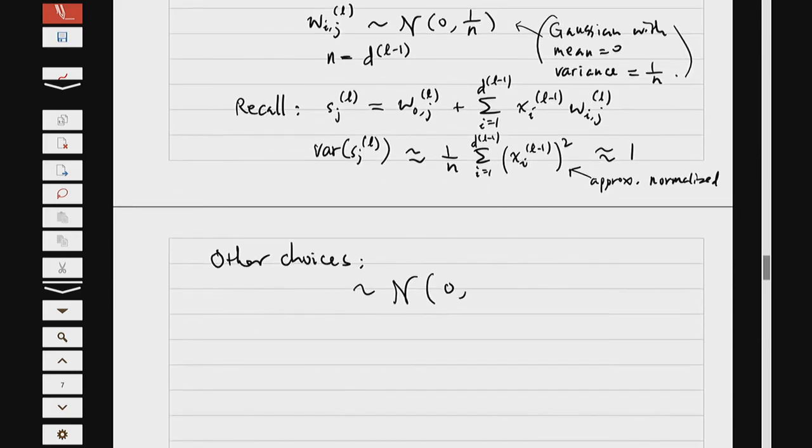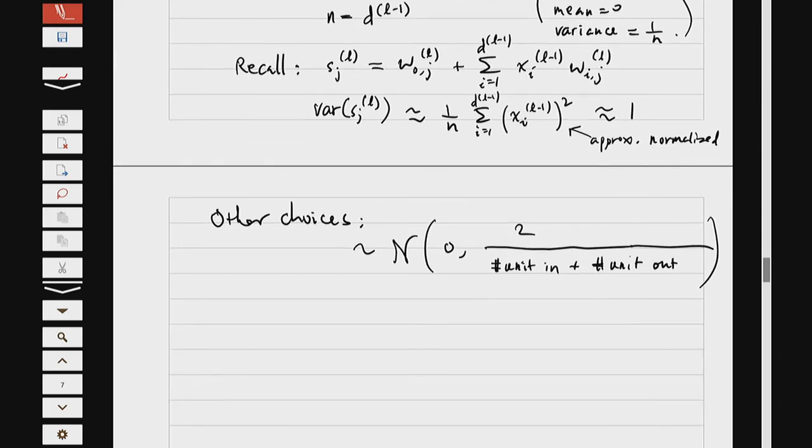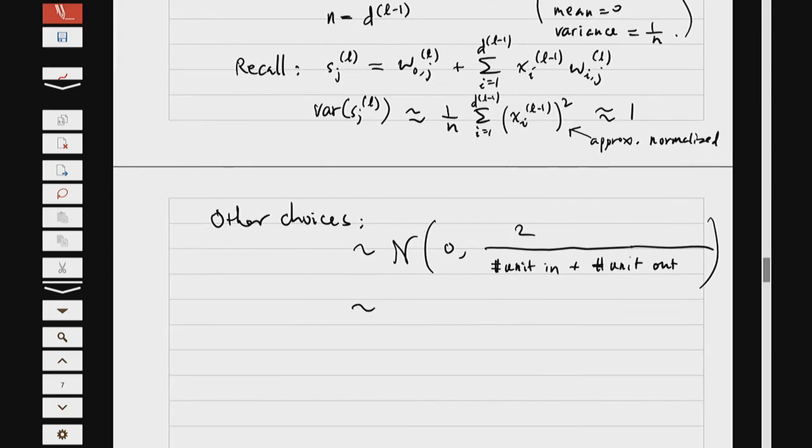So another choice is to take the average between the number of incoming nodes and the number of outgoing nodes in the next layer. So we have the number of units in plus the number of units out, instead of just accounting for the number of units in. You just take the average of those two to set the variance. That might work better because you go back and forth. Who knows? In some cases this one works better than the other, but sometimes not quite. But it is a choice.